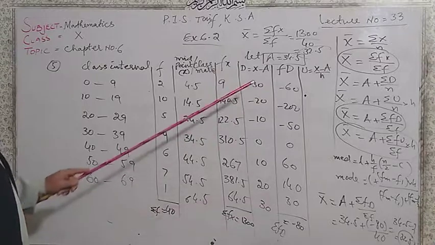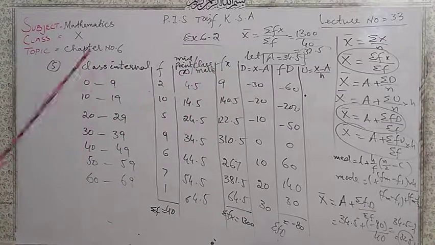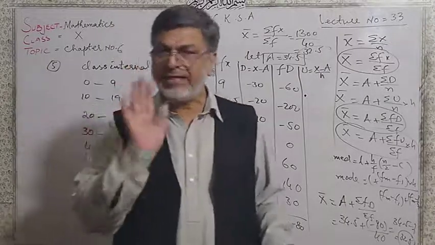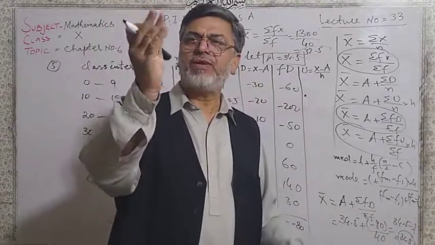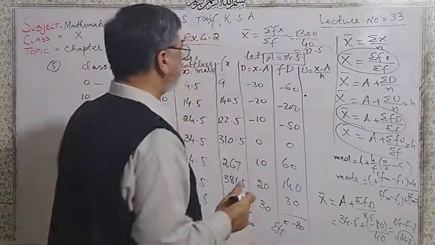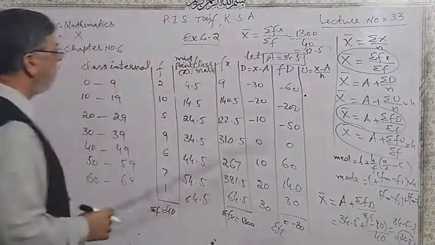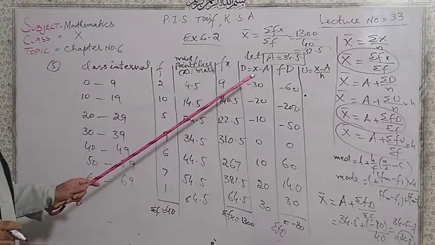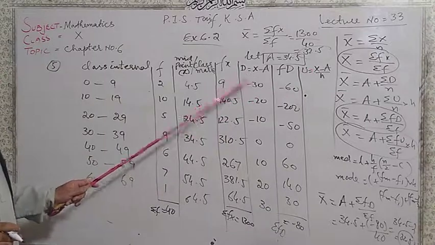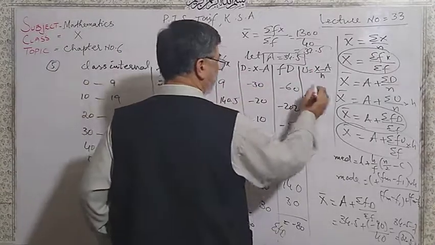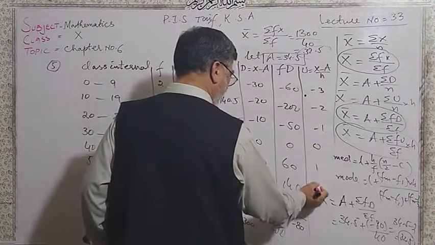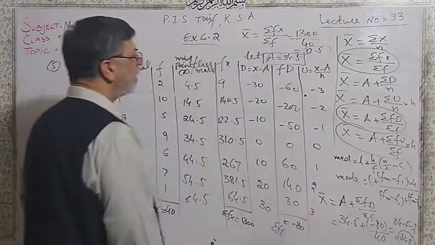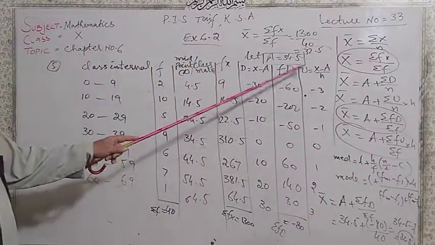Minus 30. And h is the height of the interval in each class interval, from 0 to 9, 10 to 19. It is 10, because 0 is included: 0, 1, 2, 3, 4, 5, 6, 7, 8 and 9, that is 10. So every number is divided by 10. Here, x minus a divided by 10: minus 30 divided by 10 is minus 3, here is minus 2, here is minus 1, 0, and this is 1, 2 and 3. Dear students, after that, this is u.